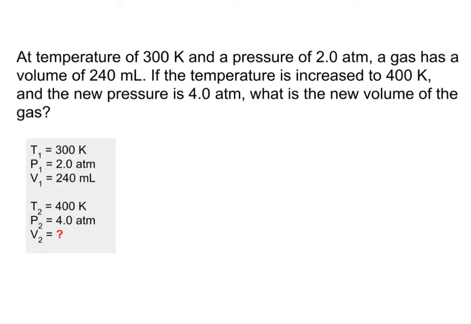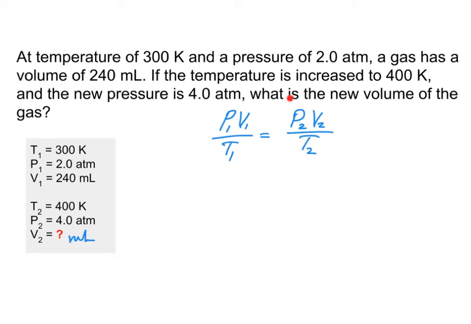At a temperature of 300 kelvins and a pressure of 2 atmospheres, a gas has a volume of 240 milliliters. If the temperature is increased to 400 kelvins and the new pressure is 4 atmospheres, what is the new volume of the gas? So in this problem, two variables changed. The temperature increased and the pressure also increased. What is the new volume of the gas at the new temperature and the new pressure?